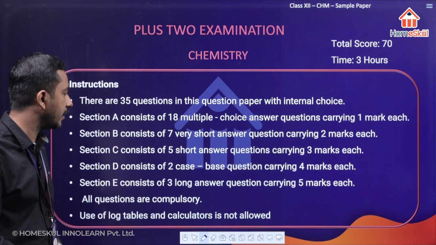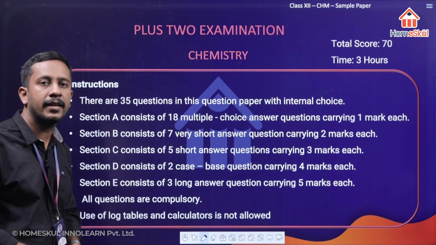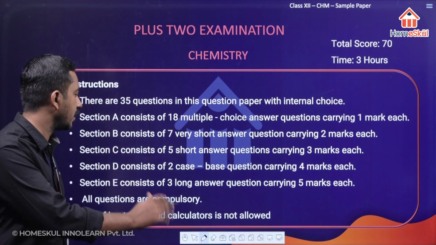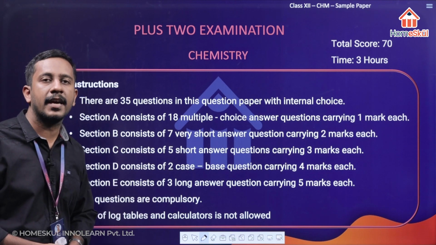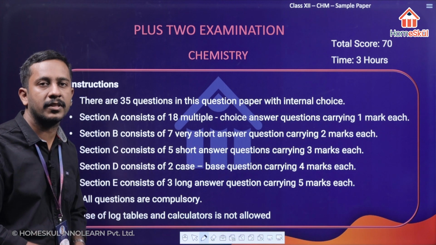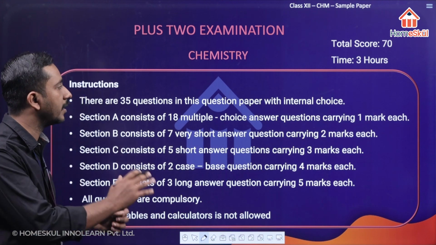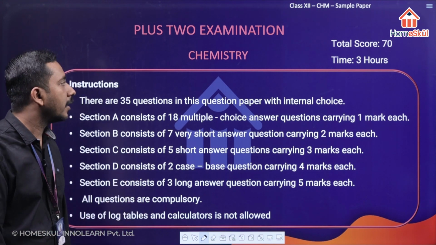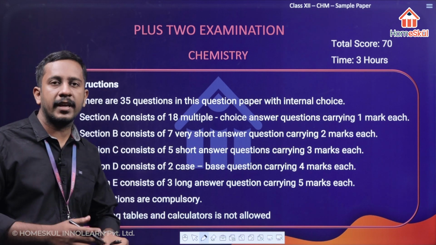And finally, the section E, that consists of the long answers. You have to write long answers for 3 questions, which carries 5 marks each. Okay. So you have to write the answer for all questions, and you may have internal choices for some of the questions, but mandatorily you have to answer all the 35 questions, right? So you have a lot of time. There is no need to take any kind of tension.